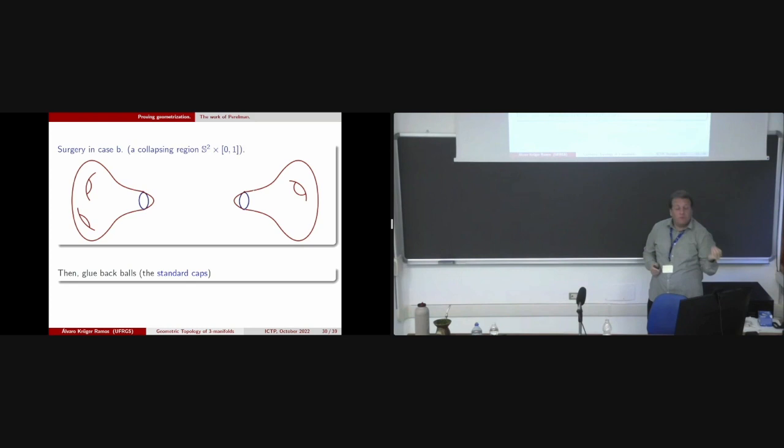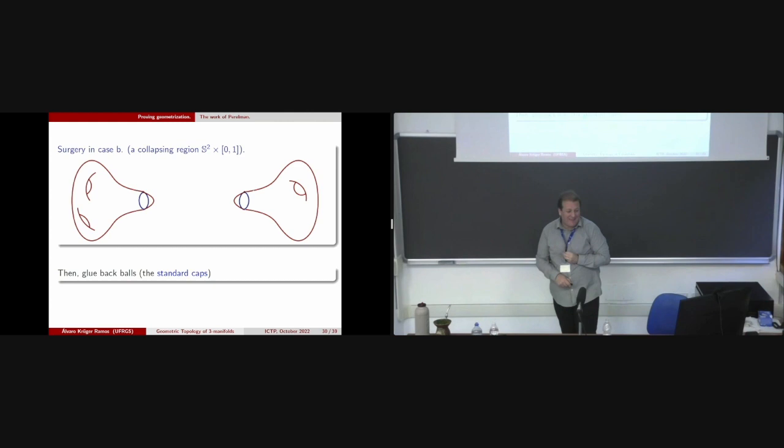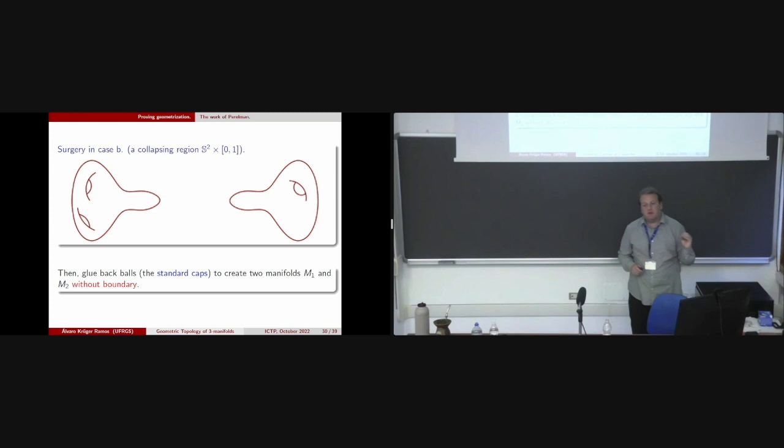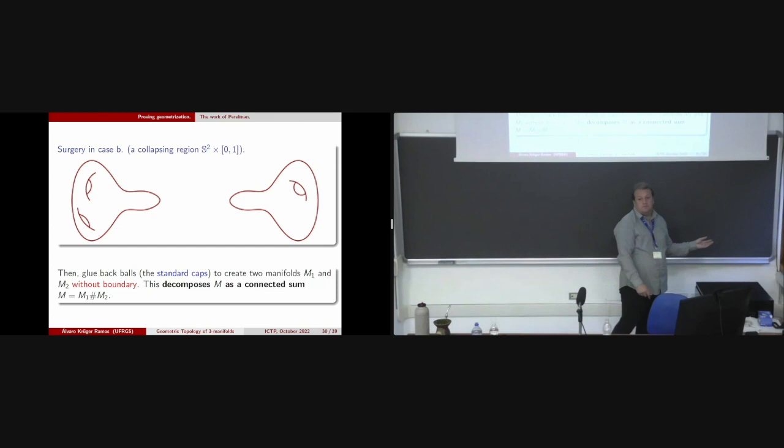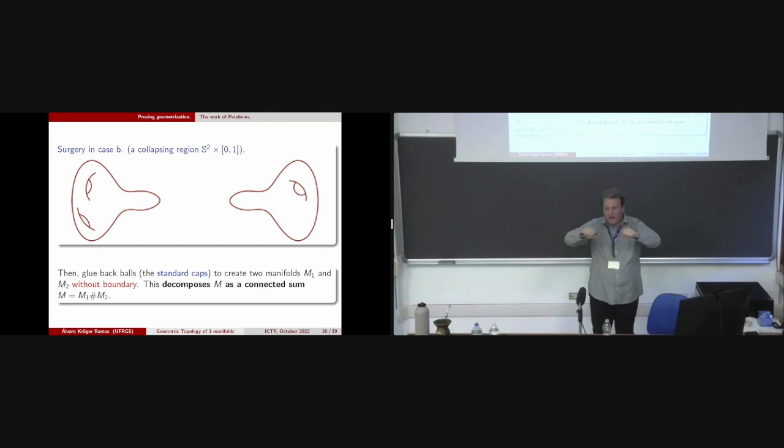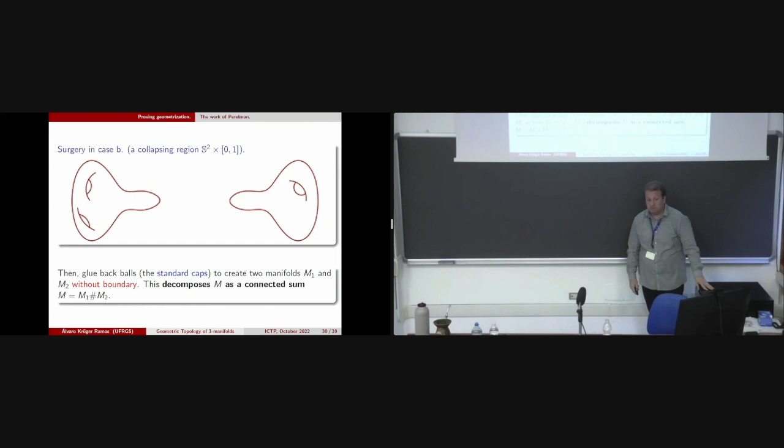And this word here, standard, is going to be important next. But right now, don't worry about it. You glue back balls. When you glue back balls, you have two manifolds without boundary. Now they are closed manifolds again. And this process actually is a decomposition as a connected sum. If you have this neck and you cut it off, it's the same thing as decomposing over the central sphere. The central sphere is separating into this region and that region, and you have M1 and M2, and M was originally a connected sum. So, okay, this is surgery type B.